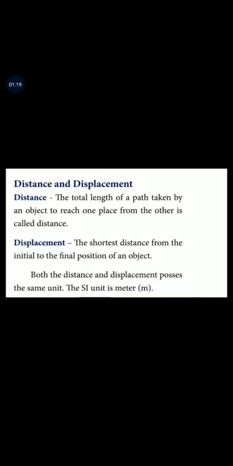Now, distance and displacement. Distance is the total length of the path taken by an object to reach one place from the other. Displacement is the shortest distance from the initial to the final position of the object. Both distance and displacement possess the same unit. The SI unit of both is the meter.